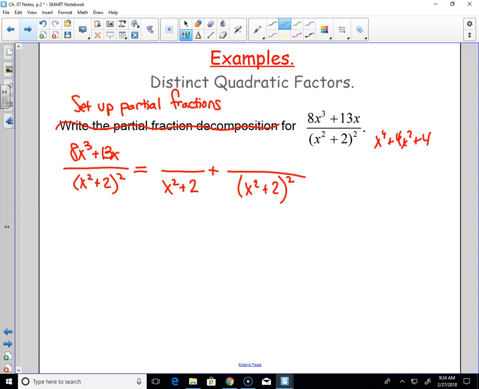Now wait. Use what we did today. If there are squareds that can't be factored down anymore, we call them irreducible. What goes up top as far as our unknowns? Ax plus b, and then what's after? Ax plus b, and Cx plus D. Got it.